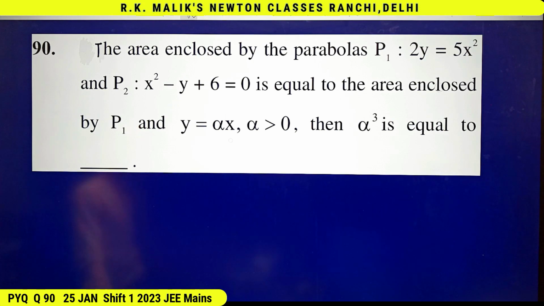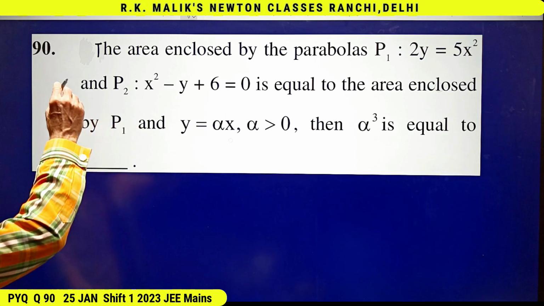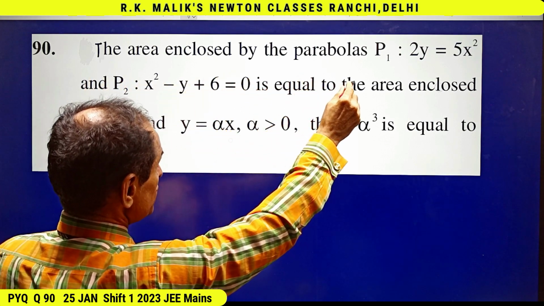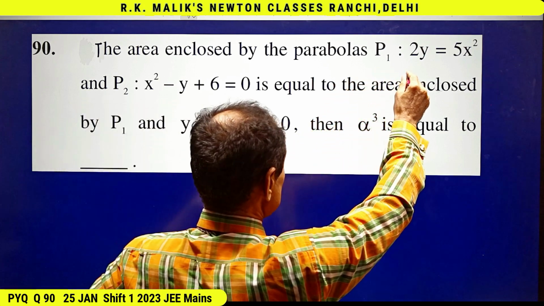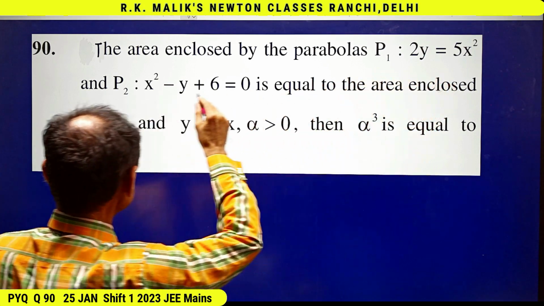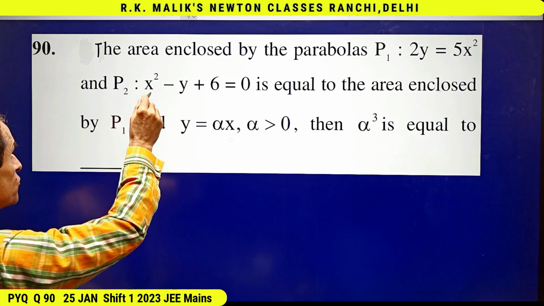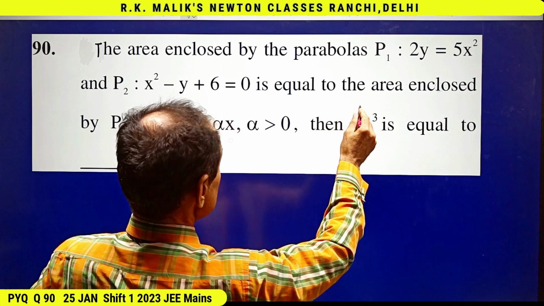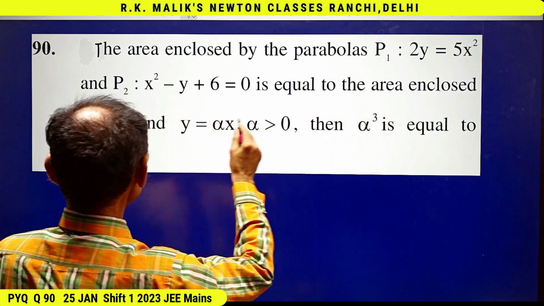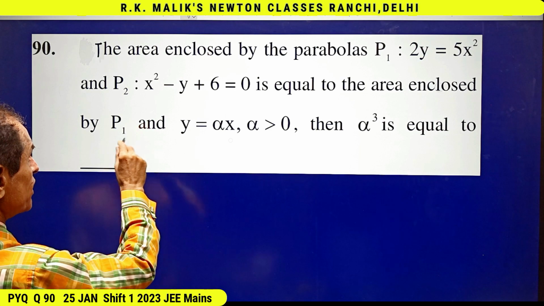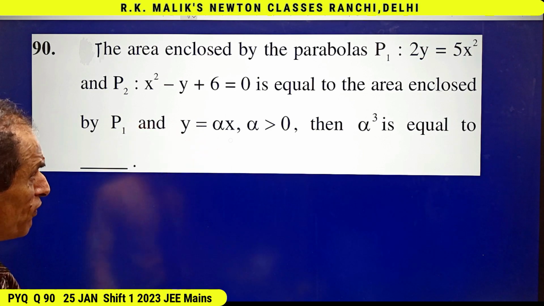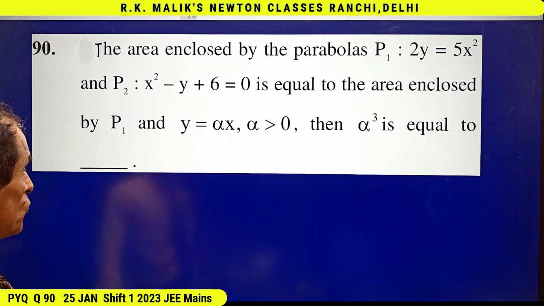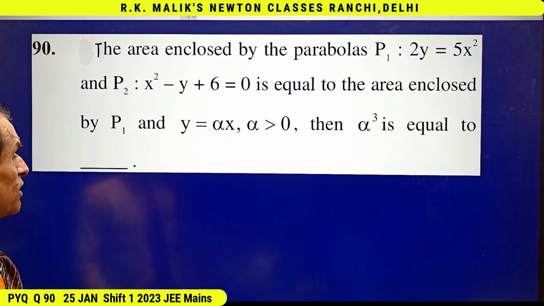In this case, it's given that the area enclosed by the parabolas P1, which is 2y equal to 5x square, and P2, which is x square minus y plus 6 is equal to 0, is equal to the area enclosed by the parabola P1 and the line y equal to alpha x, where alpha is positive. Then alpha cube is equal to dash. You have to fill in the blank.